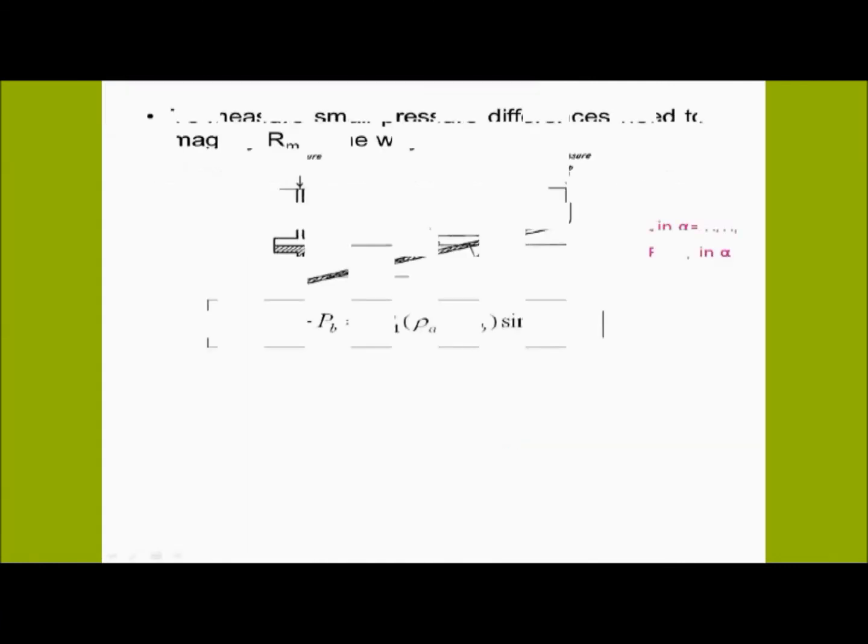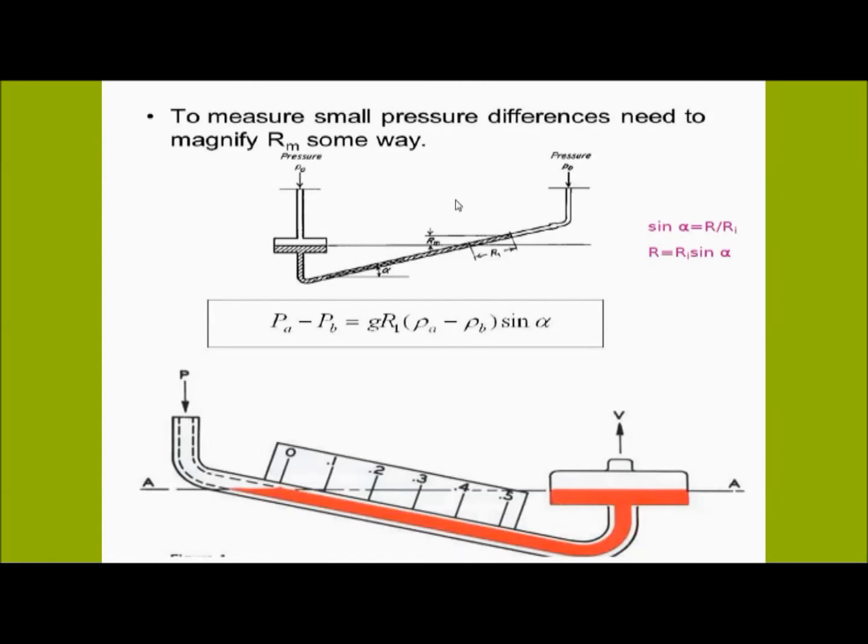To measure a small pressure difference, it is used to magnify the reading Rm. Suppose here the pressure is Pa and here the pressure is P2. This is the horizontal plane line. Rm is the reading along the inclination at this point, and this is R1. Then we take one arbitrary line here, and this is the angle alpha.